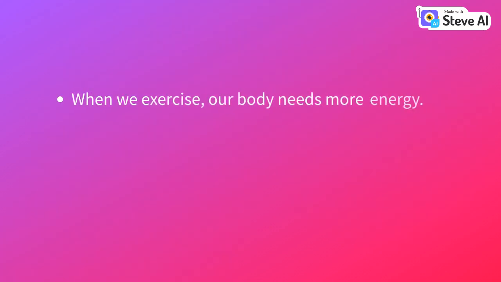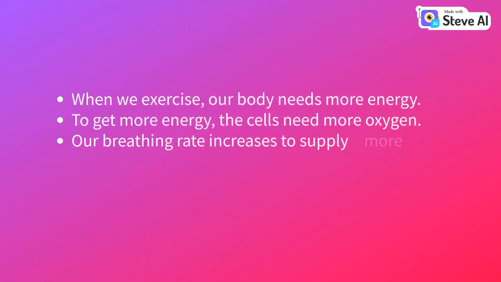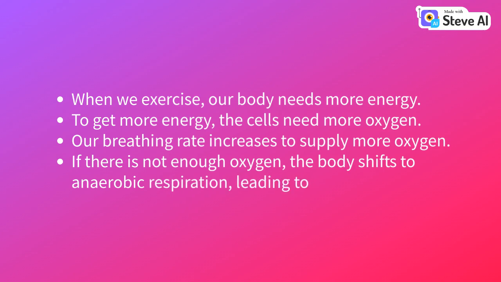Why do we breathe faster during exercise? When we exercise, our body needs more energy. To get more energy, the cells need more oxygen. Our breathing rate increases to supply more oxygen. If there is not enough oxygen, the body shifts to anaerobic respiration, leading to muscle cramps.